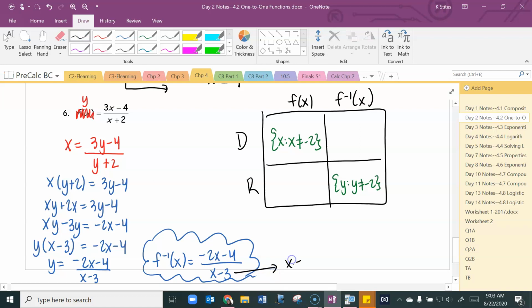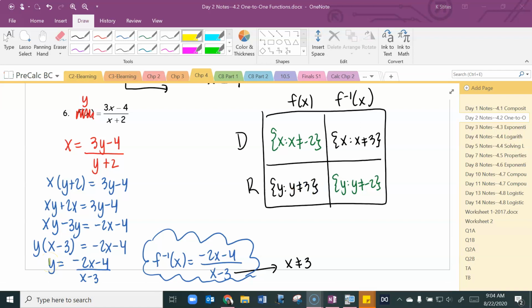And now we're going to look at this and determine the domain of this guy. Well, x can't be 3, right? So that's the domain of f inverse, x such that x can't be 3. So that means that's the range of f of x, y such that y can't be 3.